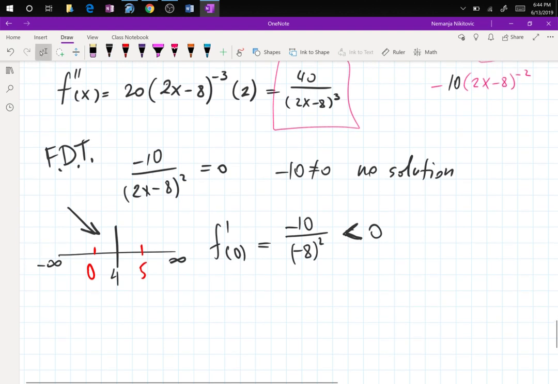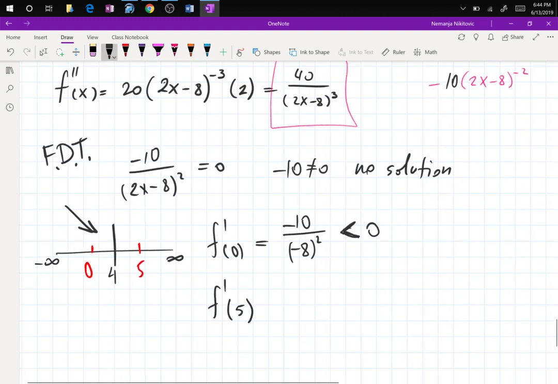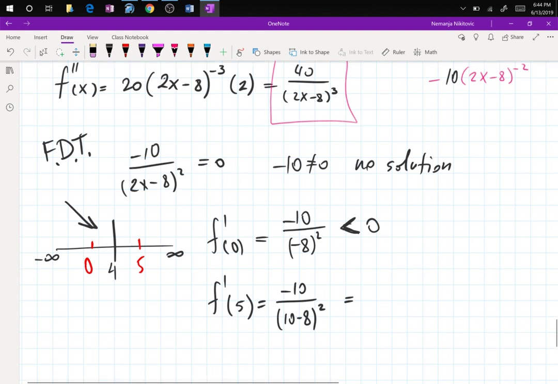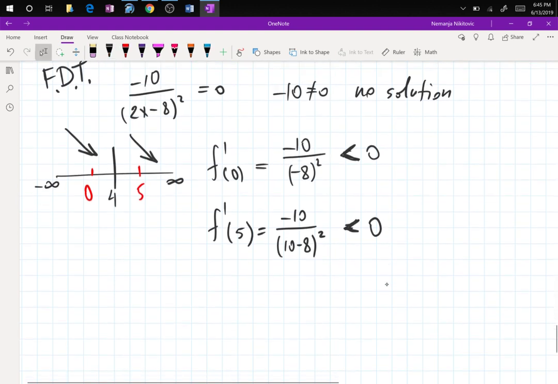The first derivative calculated at the other test point, 5, is negative 10 over 10 minus 8 squared, which is what? Also negative, right? We will have negative divided by positive. I don't care what the numbers are because I see that the denominator is squared. If the denominator is squared, it's a positive number. So negative divided by positive is negative. I don't care what the values are. Great, that's the first derivative test.